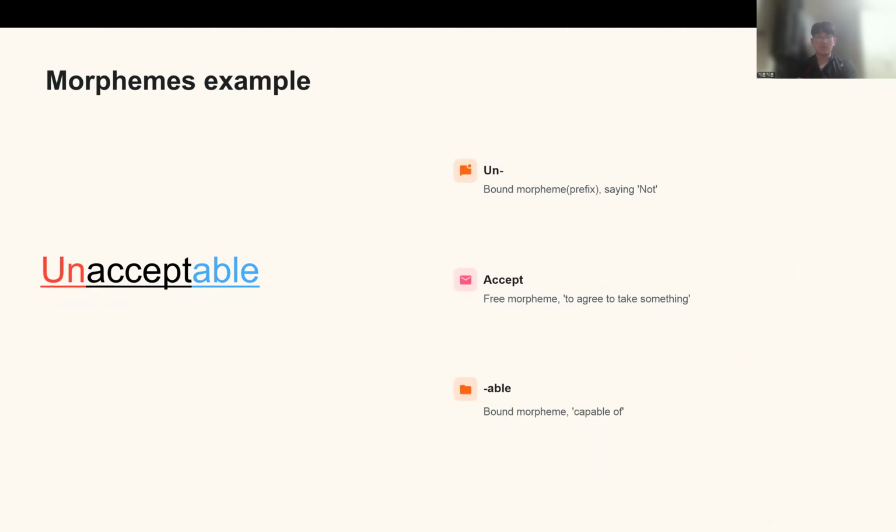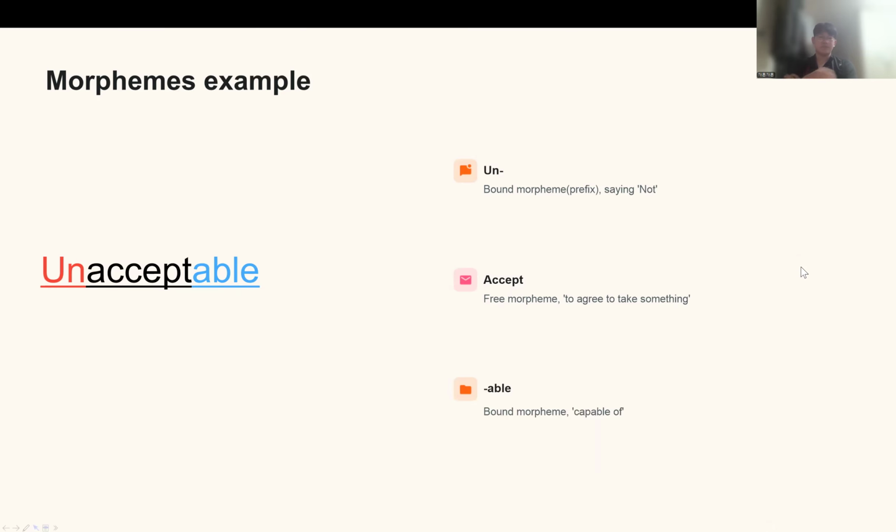The second morpheme is accept, which is a verb and a free morpheme, and this means to agree to take something. And the last one is able, which is a bound morpheme and a suffix, which means capable of. Together, they make up the word unacceptable, which means not capable of agreeing to take something, which is the exact meaning of unacceptable.